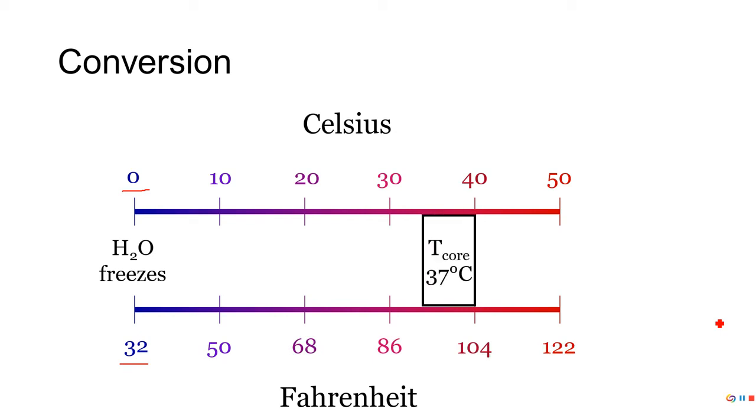Normal body temperature ranges between 34 and 40 degrees Celsius. Okay, as long as we're within those numbers, we're probably going to be okay. Once we get below 34 or above 40, then some bad things can start to happen. Okay, and we're going to stop there for now.